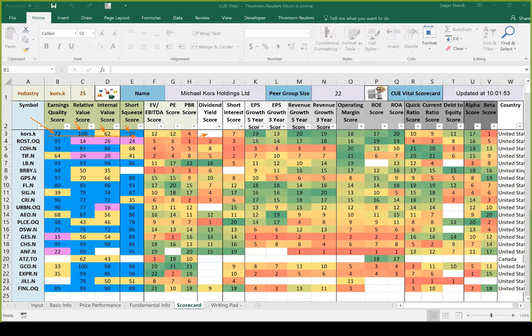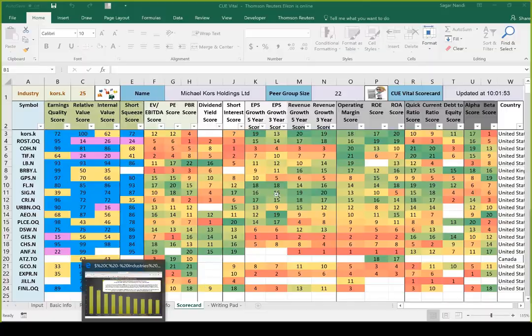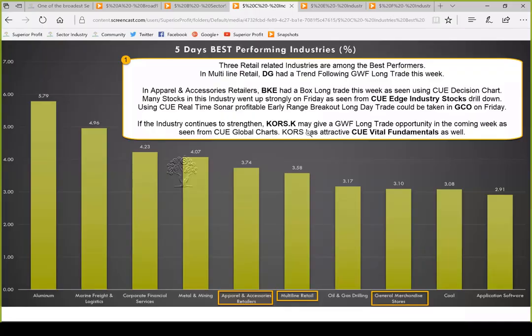There is no dividend, but we see that growth is also quite good. Just by looking at the green color across the EPS growth and revenue growth columns, we see that Michael Kors has one of the best growth in the industry. So we may look for a potential long trade for Michael Kors next week.